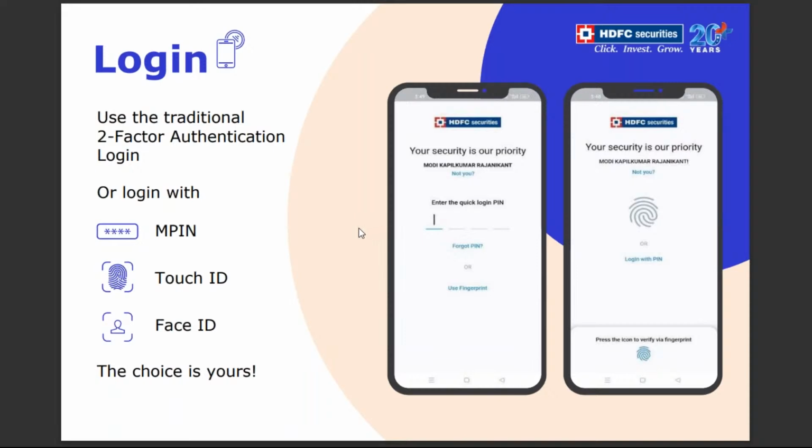So these are the latest features recently launched in this application, which make it very easy to log in, because some of the customers forget the password or the login ID or have trouble getting the OTPs. So this can be reduced, this can be phased out, because of MPIN, Touch ID, or Face ID kind of login.